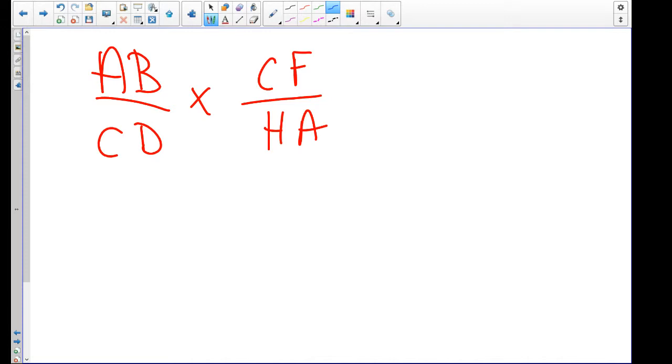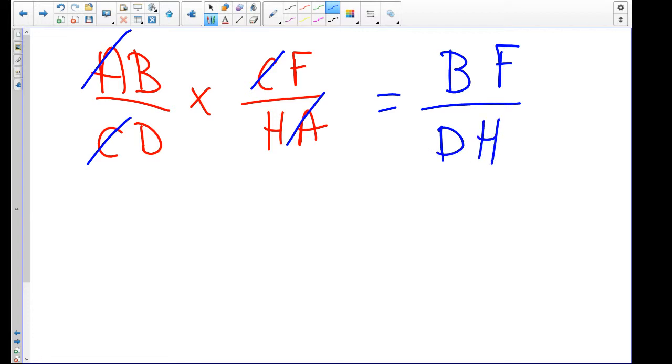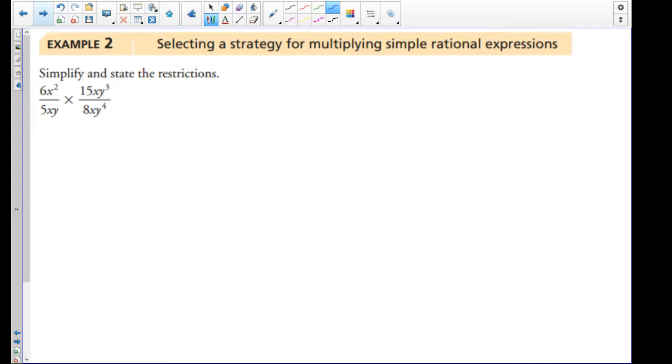Okay, so if we've got this, we can write this as a single fraction with all the things on the top and all the things on the bottom. Or we can realize that we can just cancel things, because that will be the end result. So what can we cancel in this question? We can cancel the C's and we can also cancel the A's. So then our resulting multiplication will be BF over DH. Okay. So go ahead and try this question that you should see, example 2.